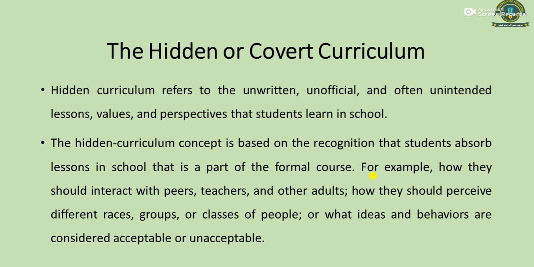If you take the example of the classroom, then what would be the hidden or unintended lessons that are not in written form? The teacher can inform the students about the interactions of the peers and how to interact with teachers or the elders or other adults, and how they should perceive the different races and groups and classes of people, and how they should behave positively and demonstrate positive behavior which is desirable and acceptable for the society, for the teachers, for the elders.